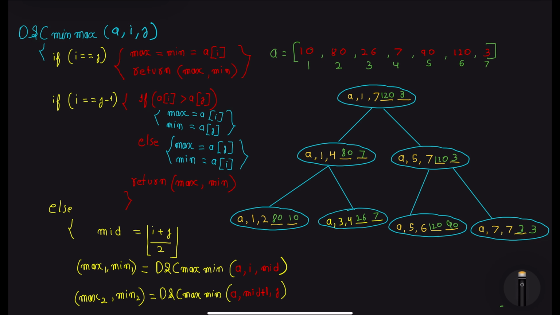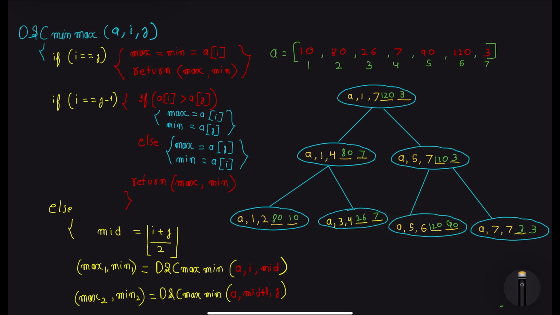The first if condition will fail, 5 is not equal to 7. The second condition will also fail, 5 is not equal to 6. So we will move to the else part. Here we will find the mid. Mid will be equal to (5 plus 7) by 2, which is 12 by 2, equal to 6. Now we will move to the next statement, and we will call the function recursively for values A56.